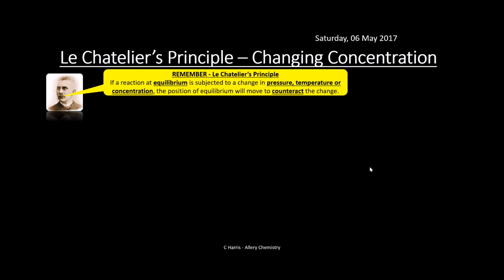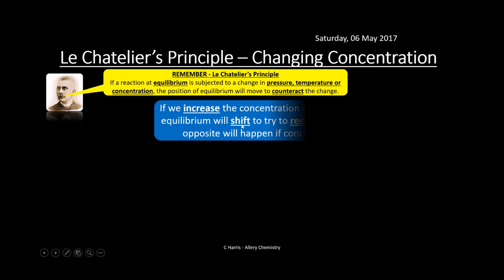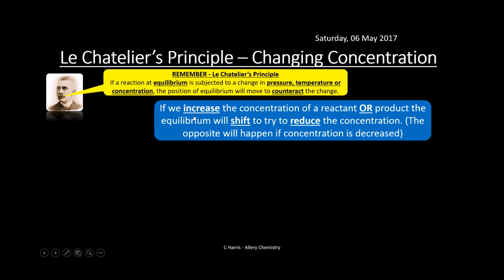Okay, so let's look at changing concentration. Remember, here's Le Chatelier's principle. You've got to remember that. If we increase the concentration of a reactant or product, the equilibrium will shift to try and reduce the concentration. That's important. The opposite will happen if the concentration is decreased.